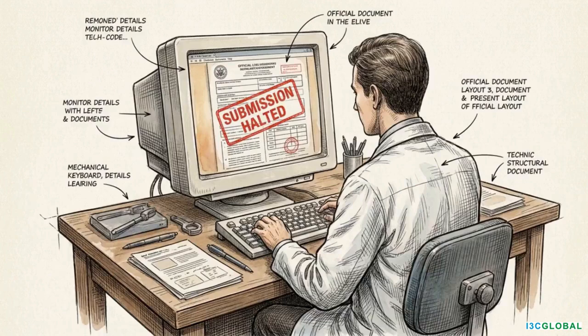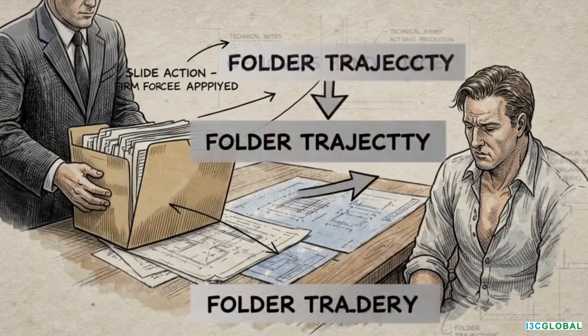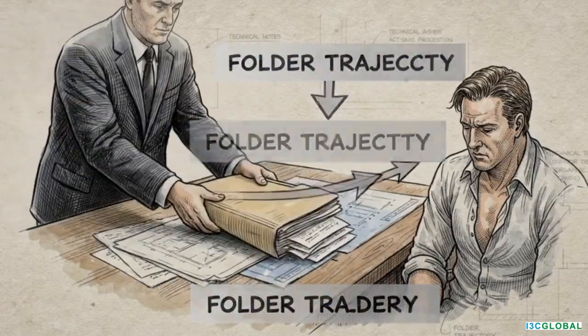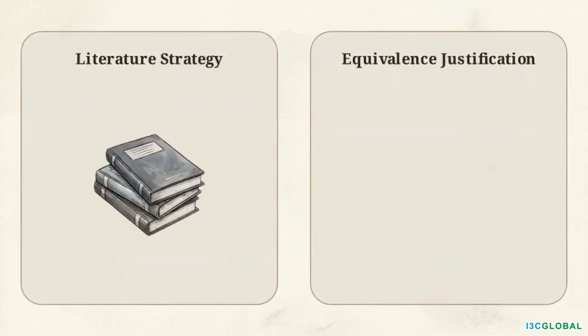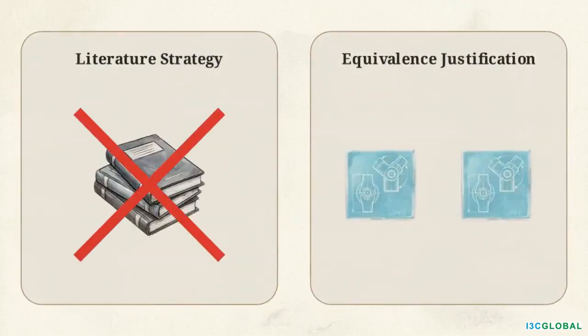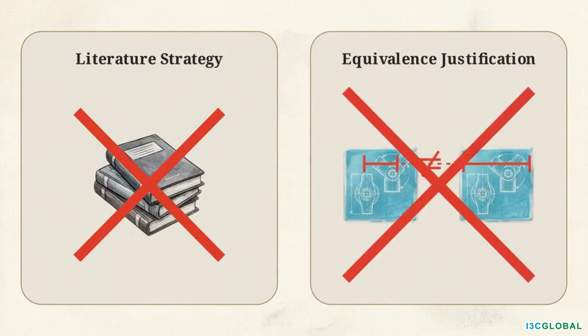This is where many manufacturers encounter a barrier. They apply for CE approval based on their technical designs, only to face a formal rejection from their notified body. Rejections often stem from two specific areas: literature searches that lack a reproducible strategy, and justifications for equivalent devices that fail to meet the MDR's strict technical requirements.